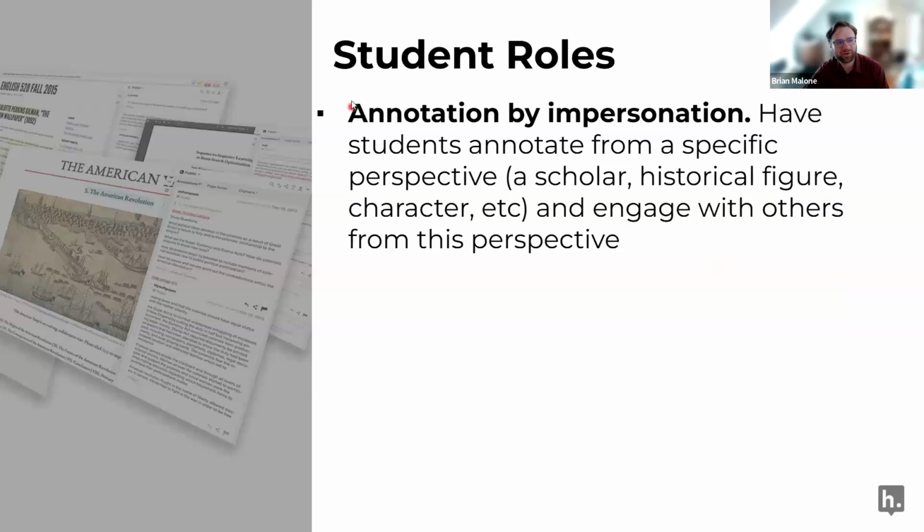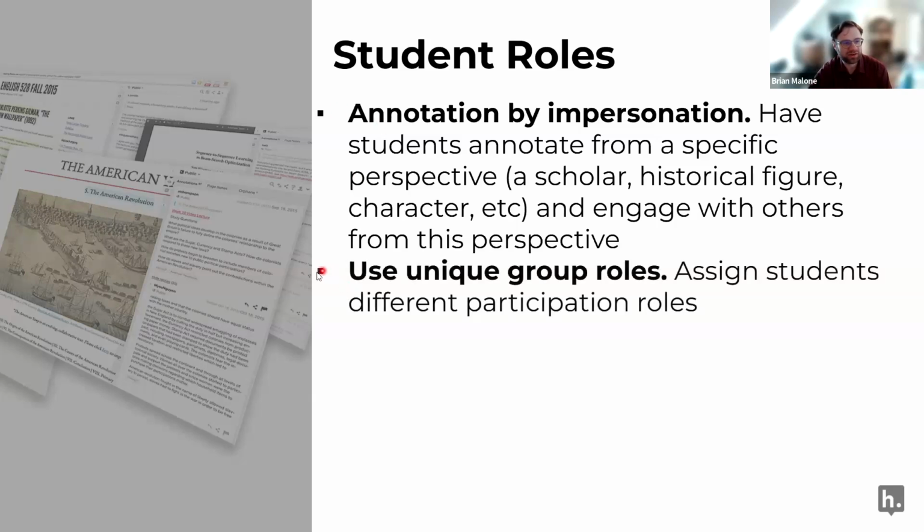One is a fun activity where we have the students annotate by impersonation. So this would be you giving the students a specific scholar or historical figure or character from a book, and asking them to take on that role and annotate in the voice of that character or person.